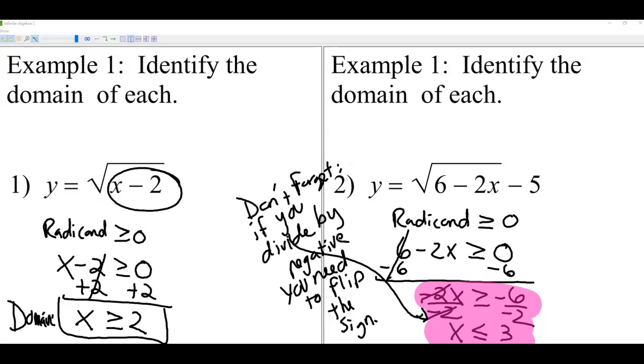But now, according to this, what is x allowed to be? Anything that is less than or equal to 3. So in other words, the only things you're allowed to plug into this equation up here are numbers that are less than or equal to 3. Anything else is not going to work. You're going to get imaginary answers that we don't want. So there you go. Step 1, make your radicand greater than or equal to 0. Step 2, solve. Watch out for dividing by negatives because you need to flip the arrow.